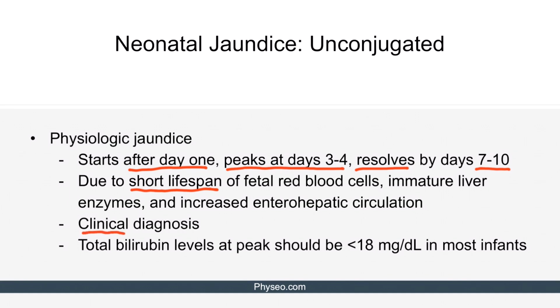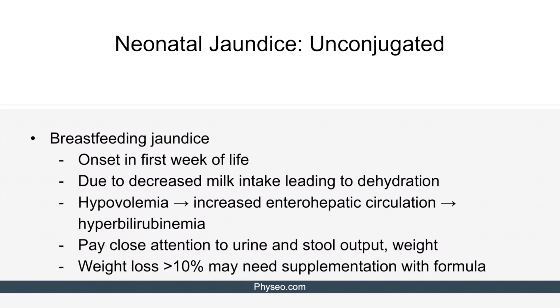Physiologic jaundice is a clinical diagnosis. However, it's important to pay attention to bilirubin levels. In most neonates with physiologic jaundice, total bilirubin levels should not exceed 18 milligrams per deciliter. Next, there are two pathologies related to breastfeeding that lead to jaundice.